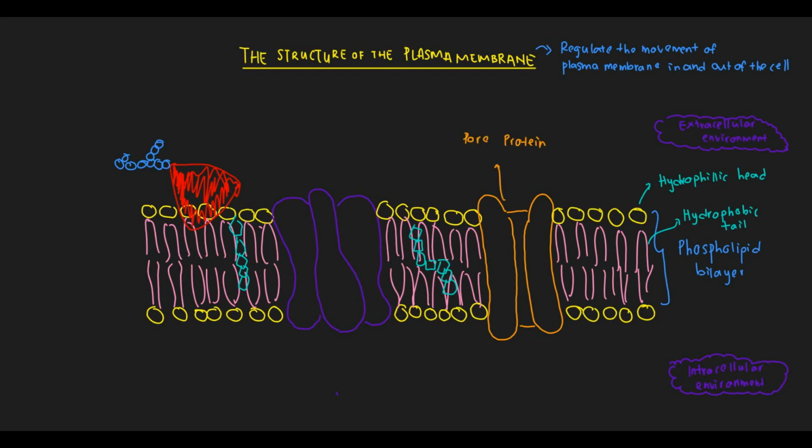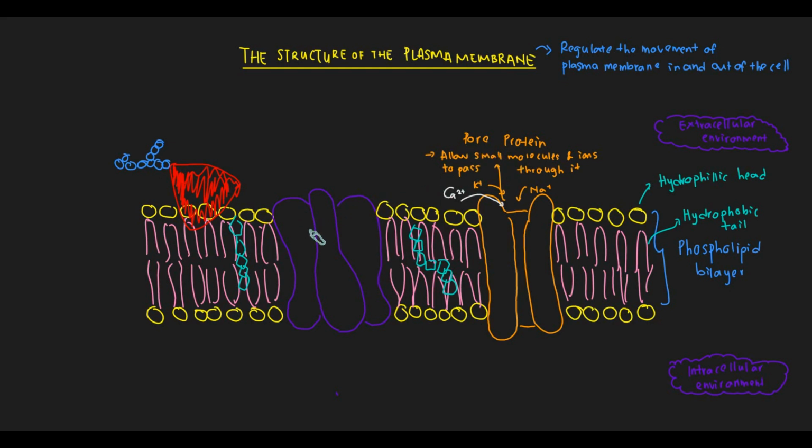The main function of the pore protein is to allow small molecules and ions to pass through it. Small molecules and ions can be sodium ions, potassium ions, any ions, for example calcium ions. All of them are ions and all of them can enter through the pore protein.